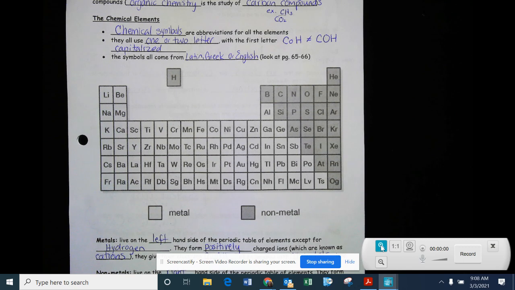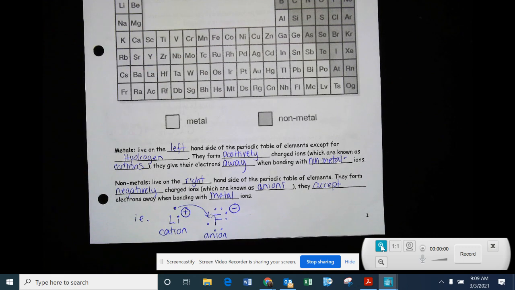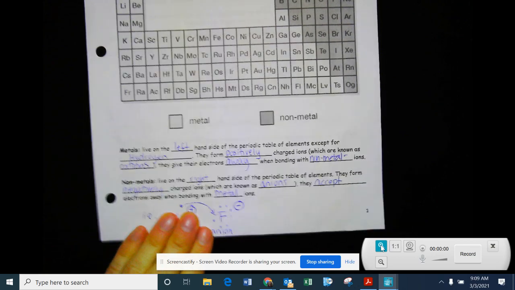And you all have been making elements for the wall, and hopefully you've identified whether the element that you've created is a metal or a non-metal. And then the process by which those bond is electron movement from a metal to a non-metal, creating a positive charge on the metal, so a cation, a negative charge on the non-metal, making it an anion, and then our opposite charges attract and create a really strong bond. Creating a strong bond, an ionic bond, that holds them together as a compound.